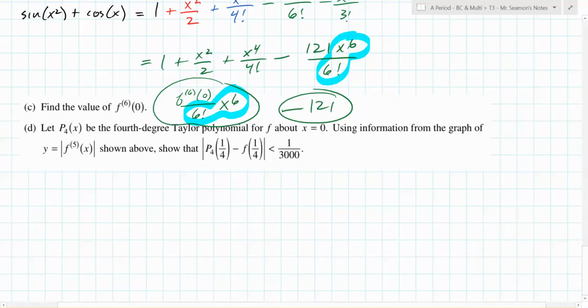So on this one, it says, let P sub 4 of x be the 4th degree Taylor polynomial of f about 0. Using information from the graph above, show that this is less than 3,000. What is this statement right here, the one on the left? What does this represent?